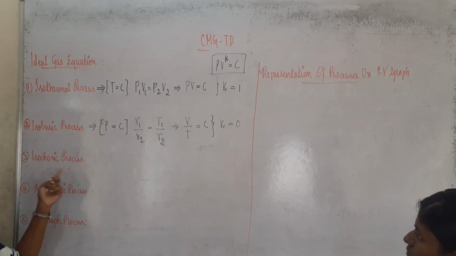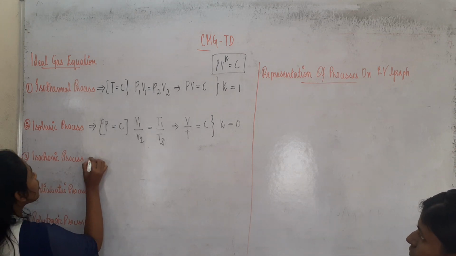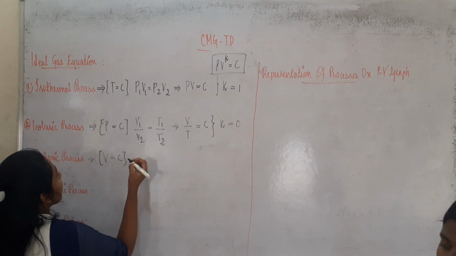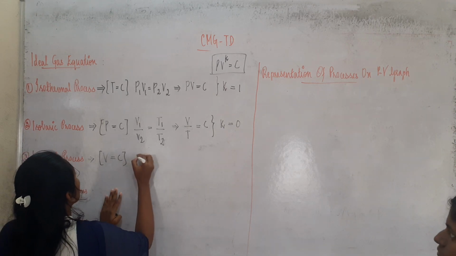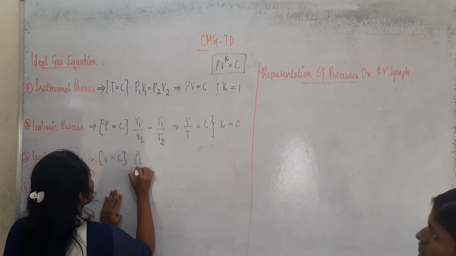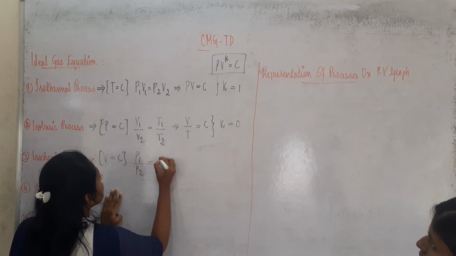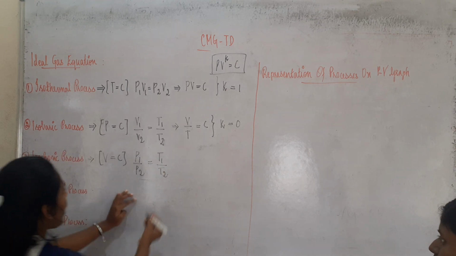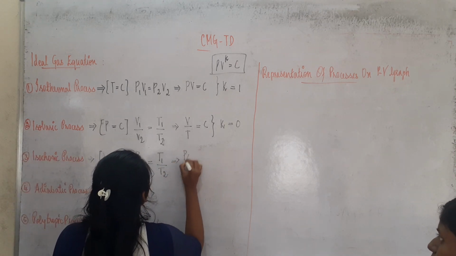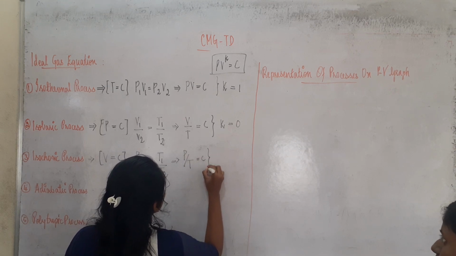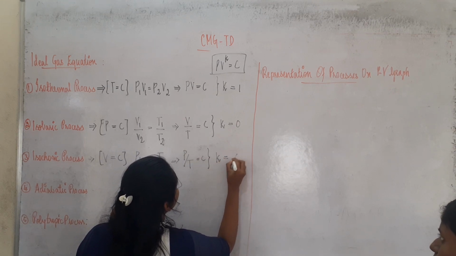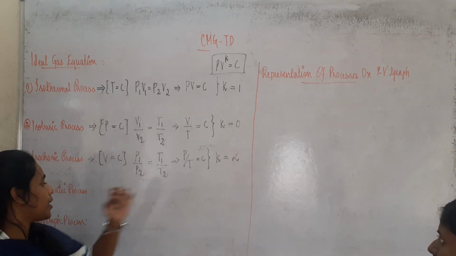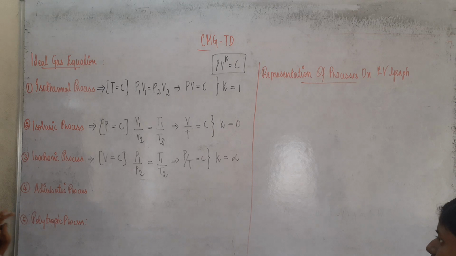Now next, when we go to isochoric process, in isochoric process volume will be constant. When volume is constant, P1 by P2 is equal to T1 by T2. This is the formula, and from this P by T is equal to constant. From this the value of K will be infinity. For isochoric process, the value of K is infinity. And the fourth process is adiabatic process.